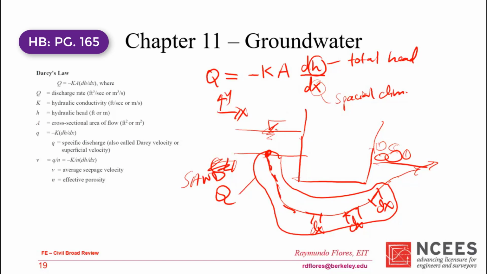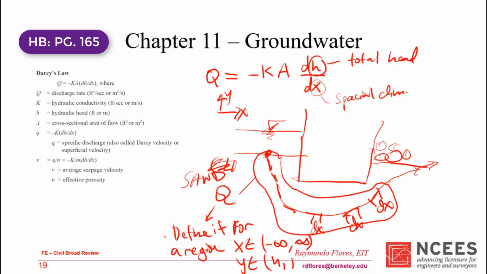Whenever we're talking about Q, we have to keep in mind that we define it for a region. Such a region could be anything from minus infinity to infinity in the x direction, so x can be between minus infinity and positive infinity, and then y can be within h1 and h2, something like that.